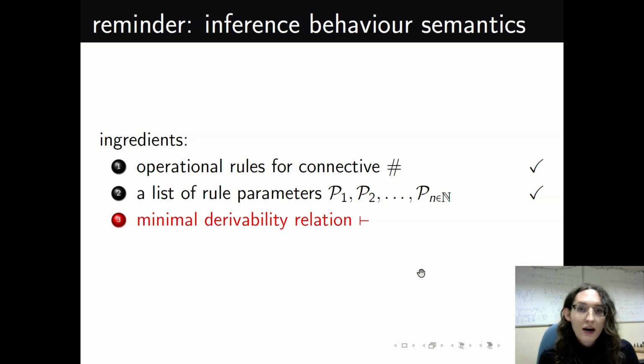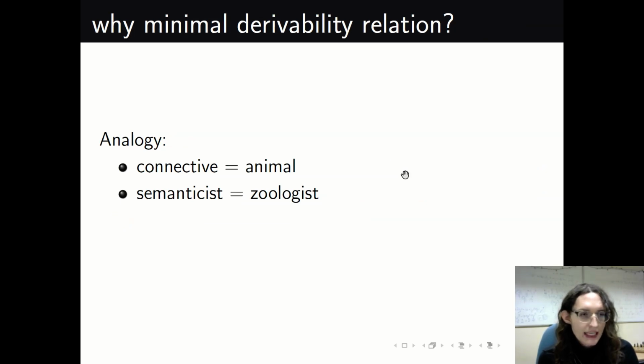Now let's consider our minimal derivability relation. And let's maybe do this by taking a step back and asking ourselves, why do we want a minimal derivability relation? Why do we say meaning is minimal use? Now, a good way of making this clear is an argument by analogy.